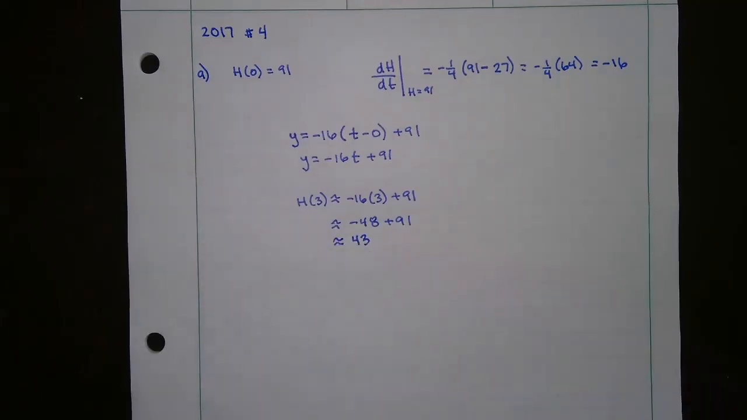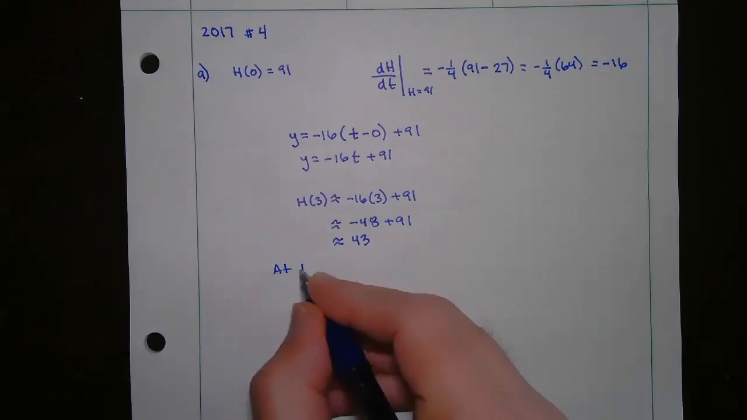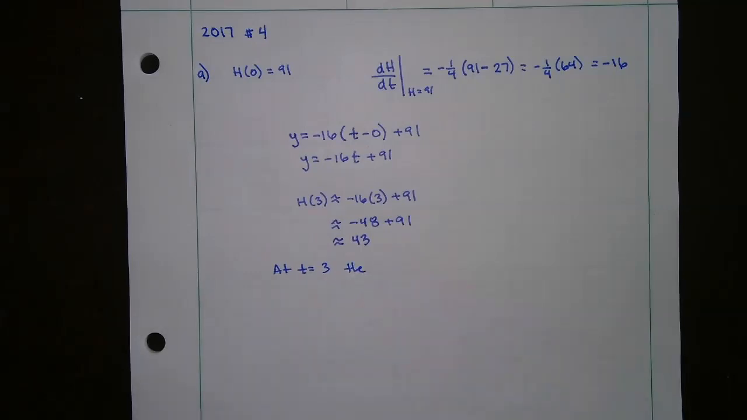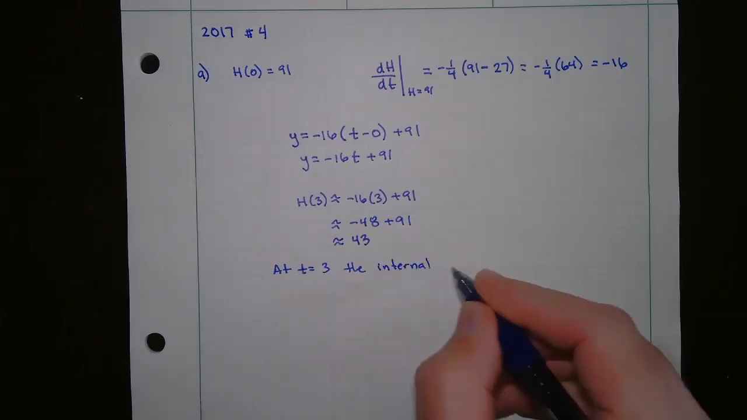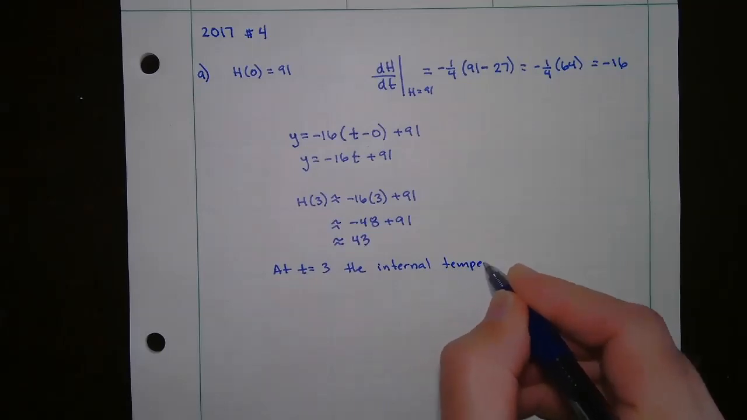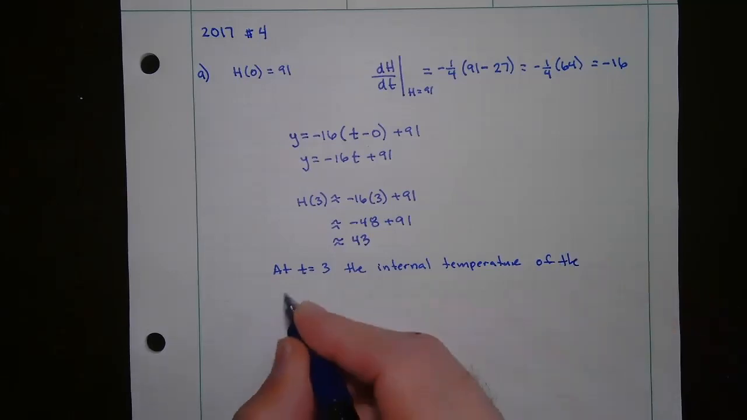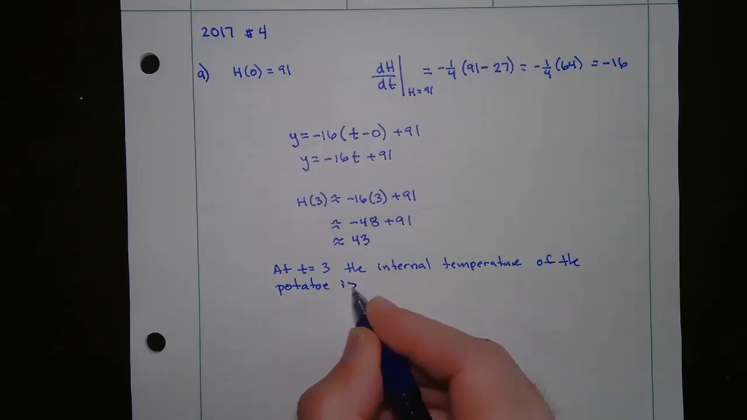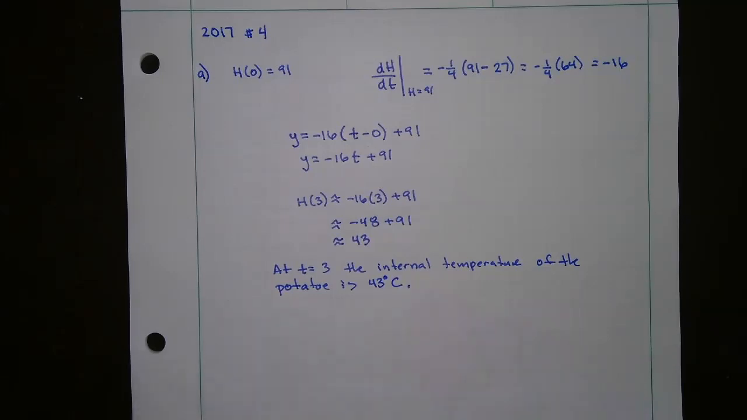Okay. At t equals 3, the internal temperature of the potato is 43 degrees Celsius. Okay? And that's the answer to question A.